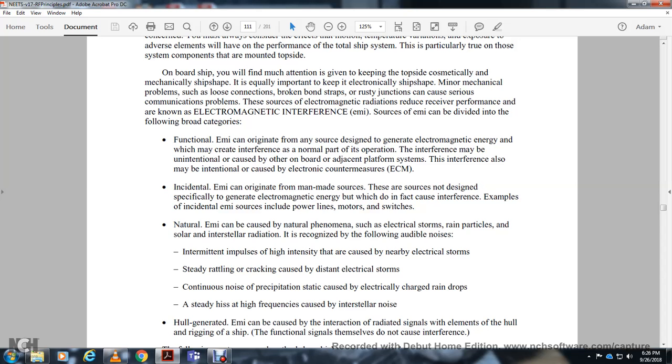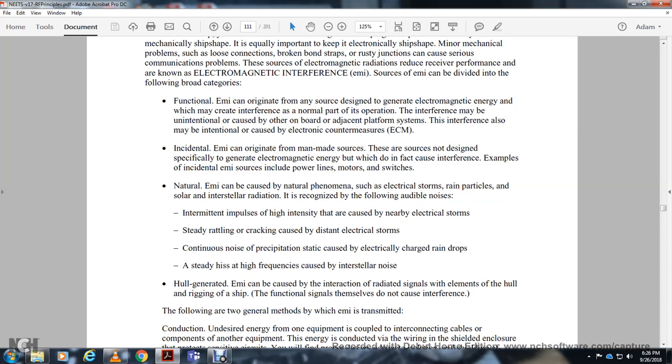Incidental electromagnetic interference originates from man-made sources not designed to generate electromagnetic energy, but which do in fact cause interference. Examples of incidental electromagnetic interference sources include power lines, motors, and switches. Natural EMI can be caused by natural phenomena such as electrical storms, rain, particles, and solar and interstellar radiation.